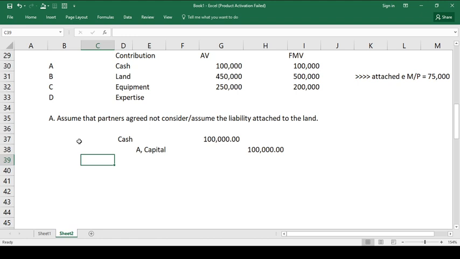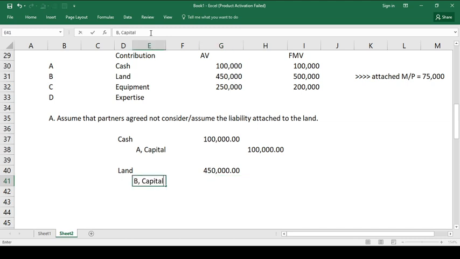How about for B's contribution? Considering that the attached liability, or the mortgage payable attached to the said land, will not be assumed by the partnership, our entry would be this way. Debit land at its agreed value, because the agreed value is given, amounting to 450,000 pesos. Regardless of whether the fair market value is higher than the agreed value, it is immaterial. What is important is the agreed value; that is what we follow. And then credit B capital, the contribution of B, 450,000. That will be our journal entry for the contribution of B.